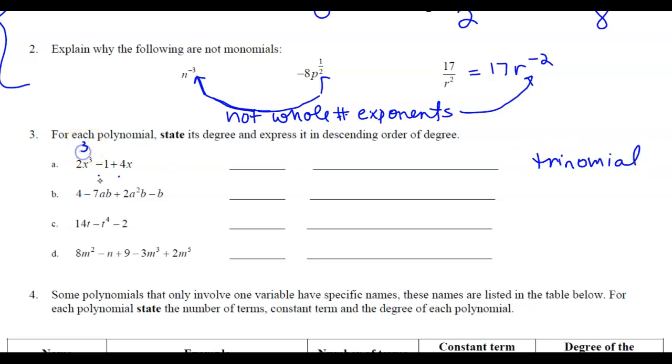First term is degree 3. Second term is degree 0. Third term is degree 1. So the biggest degree wins. And in descending order of degree, we just have to rearrange the second and third term.